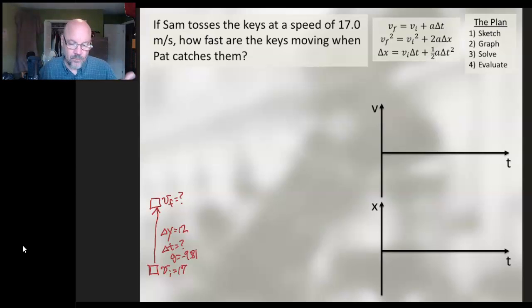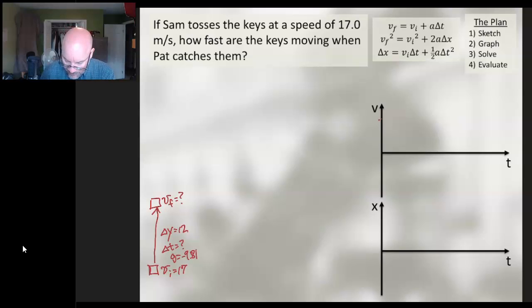So we don't know time. We know distance. We're looking for a velocity. And this is screaming Bumblebee. So we've got to do our graphs. Okay, so our graph.